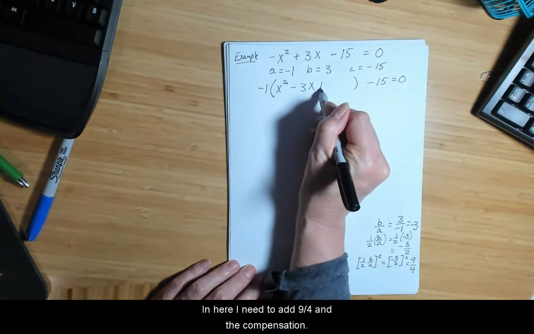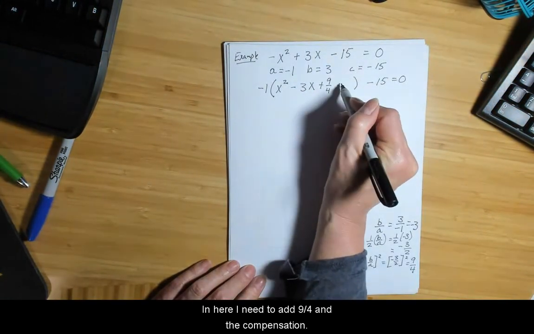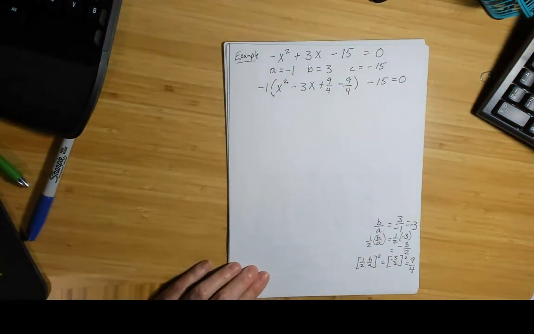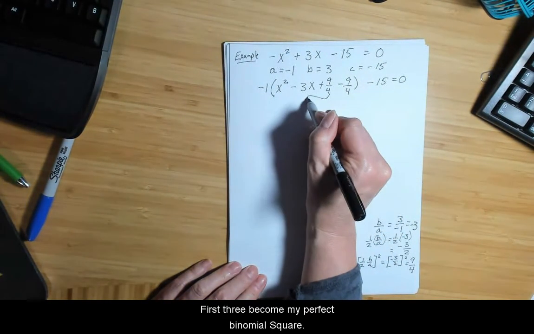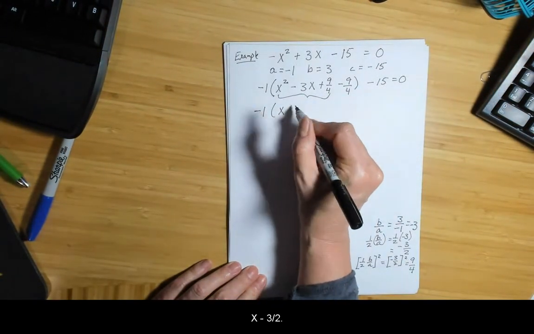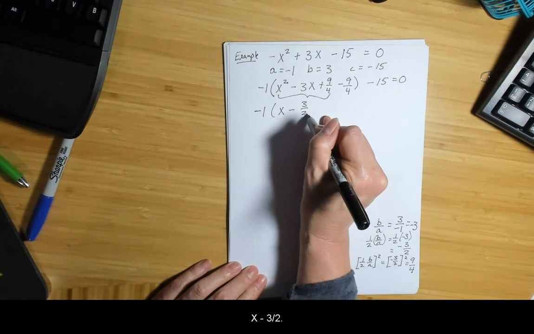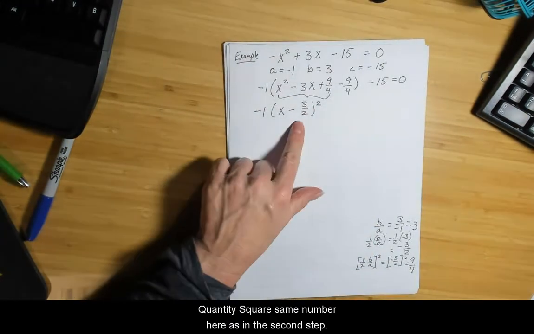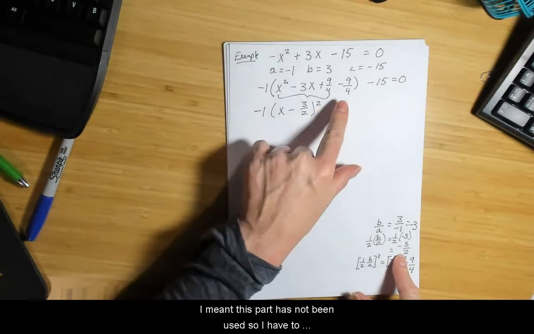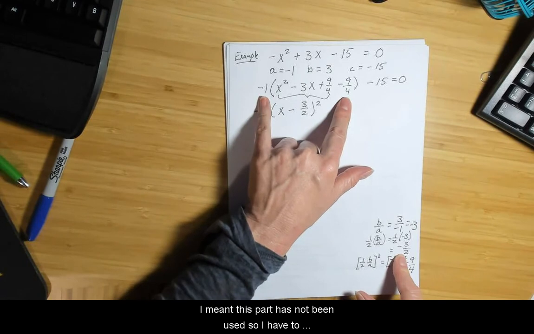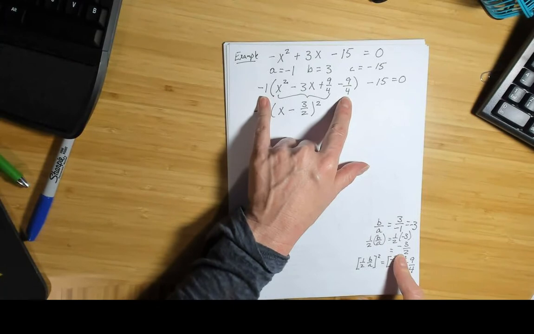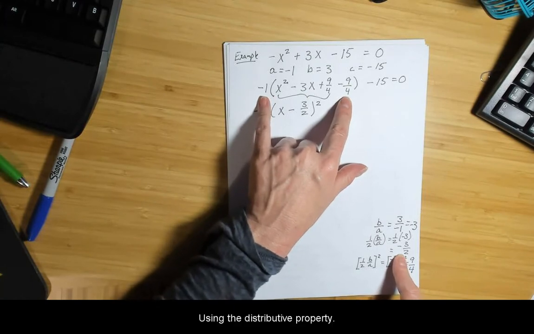In here, I need to add 9 divided by 4, and to compensate, I need to take out the 9 divided by 4. The first 3 become my perfect binomial square of x minus 3/2, quantity squared, same number here as in the second step. And then this part has not been used, so I have to multiply it by the original a and bounce it out of the parentheses using the distributive property.